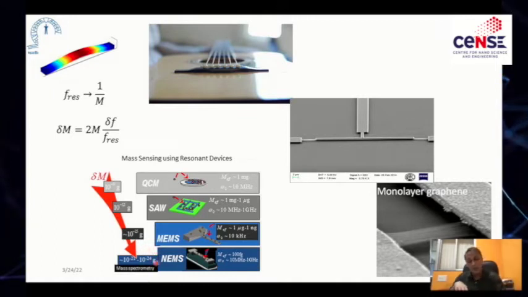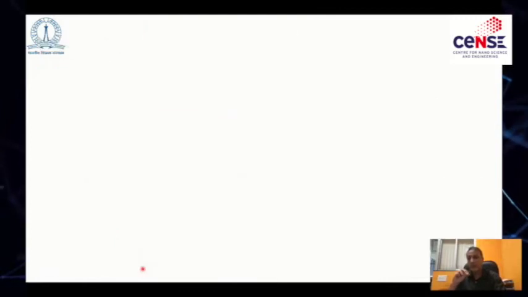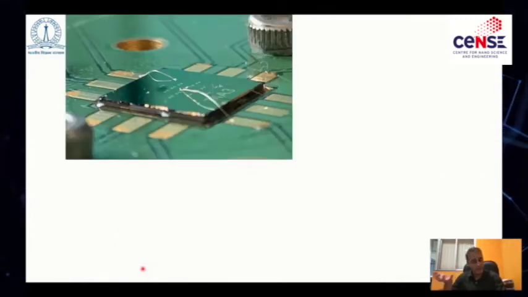And just to give you a feel, 10 raised to minus 24 grams is a single hydrogen atom, roughly. So we can now make devices, guitar strings, which are so small and so sensitive that in principle we should be able to detect individual hydrogen atoms landing on them. So that's the precision that we've reached. And you can use this for other things also. The previous slide was just an example about mass sensing, but you can imagine sensing anything that changes the frequency of your device or the property of your device.